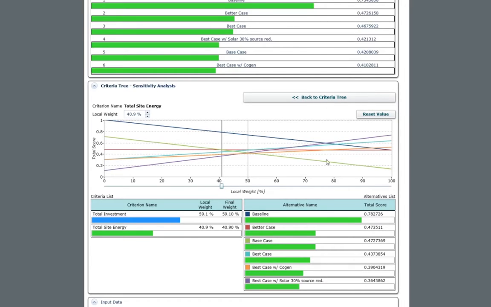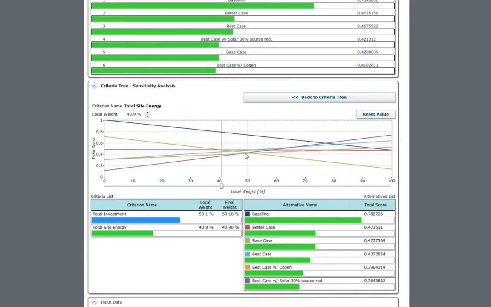Can we predict where these are going to flip? Well, we could just move this until they flip, or we can start seeing that. So this is purple, this base case with solar, right here, 20% reduction, and that's right here. So we see this purple case coming through, and it's lying underneath all the other cases when it's all related to money. As we get more and more weighting of energy, it crosses over, right there. Now there's the orange case. The orange case is that best case with cogen right here, and it kind of continues on like that.